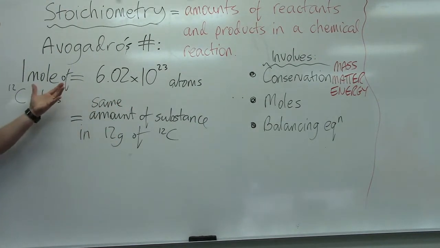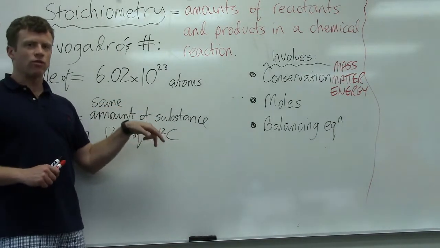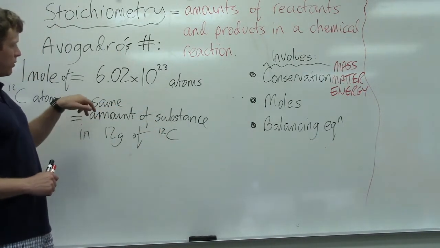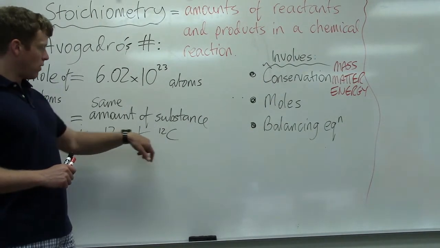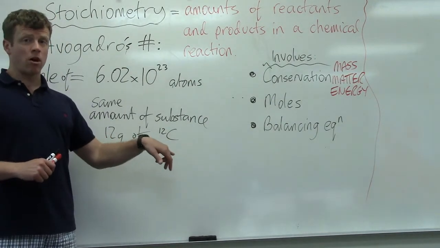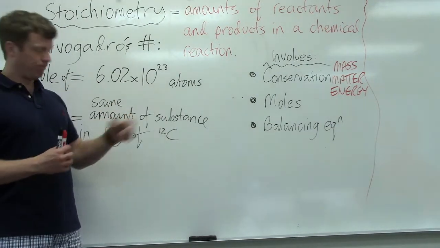We'll use the definition of a mole to be this many. This is just the actual chemistry definition of 1 mole. It's the same amount of a substance that you would have in 12 grams of carbon. So 12 grams of carbon is exactly 1 mole, and it contains that many atoms.